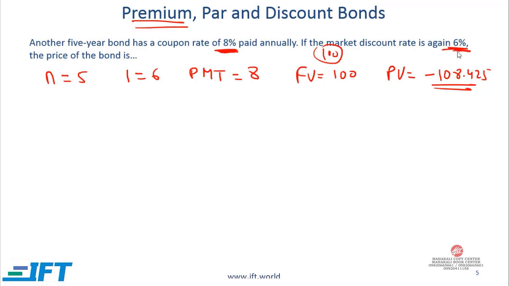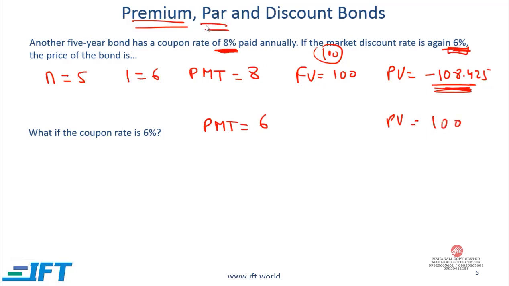So to get a rate of 6%, which is lower than 8%, the investors pay an amount which is higher than par value. What if the coupon rate is 6%? So we use all the same numbers except we say that payment is equal to 6. Here the present value will be 100, and this is called a par value bond because the coupon rate is the same as the market discount rate, and when that happens then the present value or the price is equal to par value.